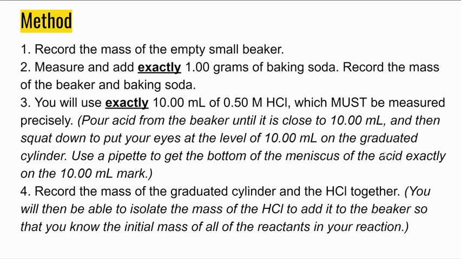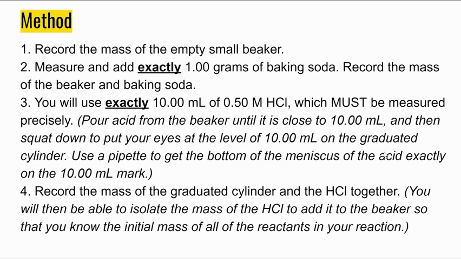Our method is pretty straightforward, but there's a lot of different data points you need to collect today. So we need to record the mass of an empty small beaker and then measure and add exactly 1 gram of baking soda. Record the mass of the beaker with the baking soda. Then we're going to use exactly 10 milliliters of 0.5 molarity hydrochloric acid, which you should measure out precisely. That means pour from the beaker until it's close to 10 milliliters and then squat down with your eyes at the level of the meniscus and use a pipette to add the remaining acid.